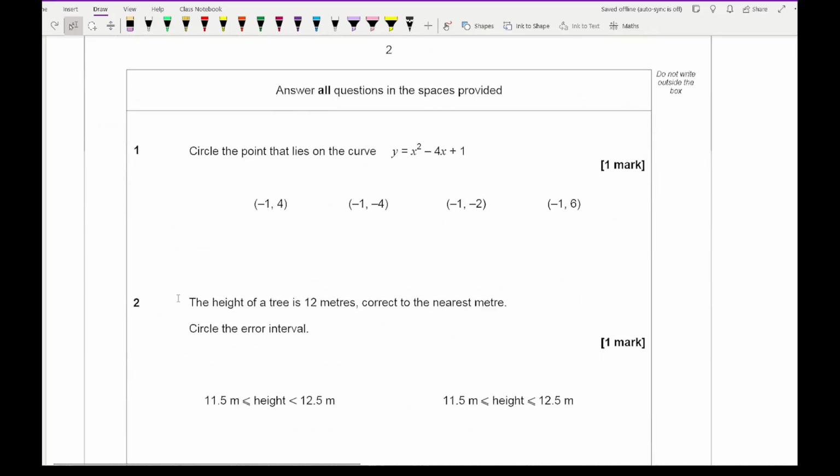So question 1 says circle the point that lies on the curve y equals x squared minus 4x plus 1. Now for this all we need to do is substitute the x ordinate and see if it gives us the y value. So if I substitute x equals minus 1 into this expression, I'm going to end up with 1 plus 4 plus 1, which equals 6. So it's not that one. For the next one, if I substitute minus 1 again, do I get minus 4? No. Do I get minus 2? No. So the correct answer is minus 1, 6.